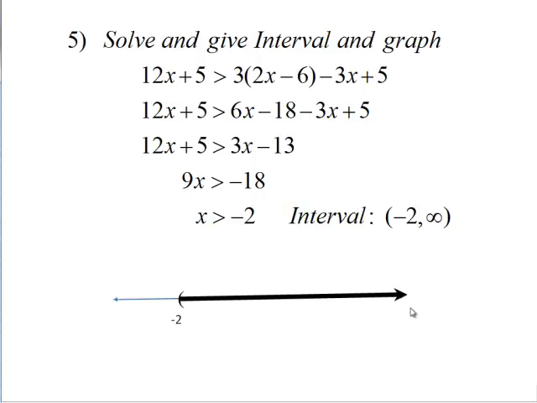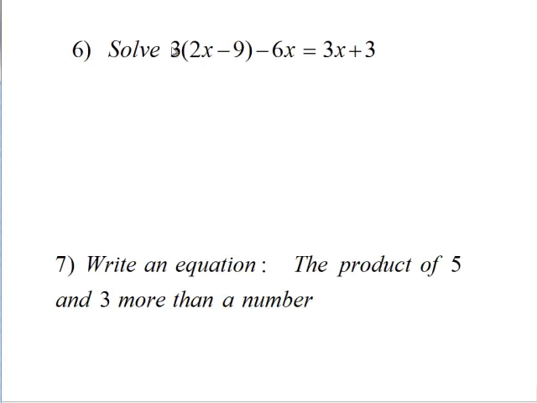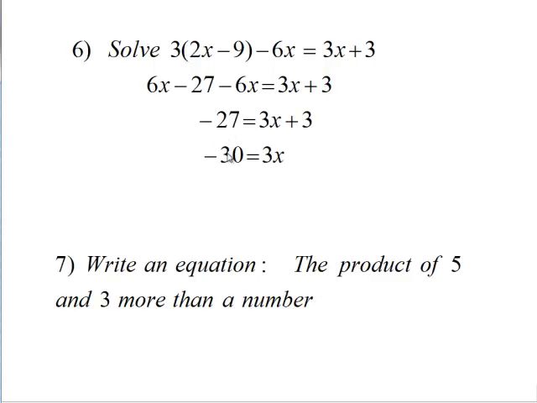Okay, 3 times 2 is 6x, 3 times 9 is 27 minus 6x, and this right side just stays. Okay, your 6x and 6x disappear, so you have 27 is equal to 3x plus 3. Subtract 3 from both sides. Get negative 30 is 3x. Divide by 3 on both sides, and you get negative 10.